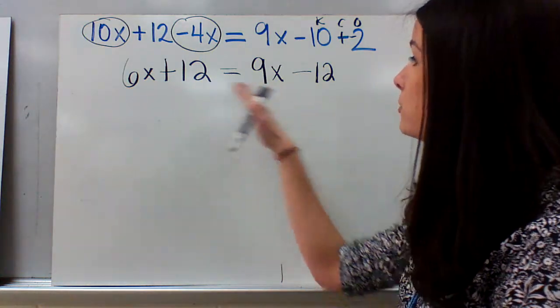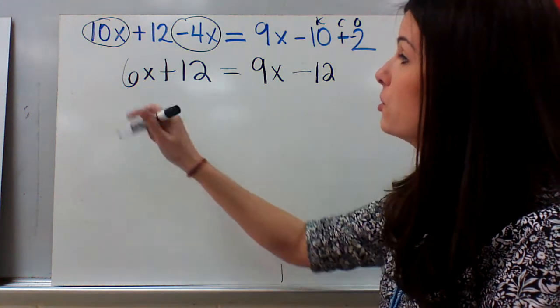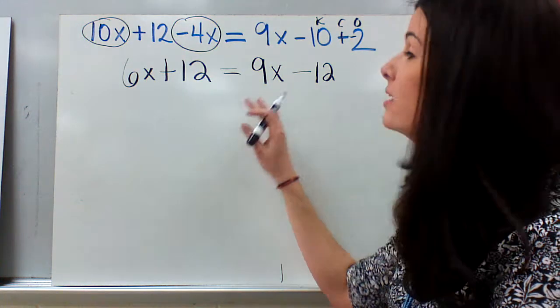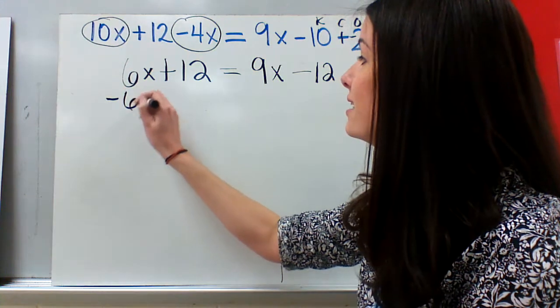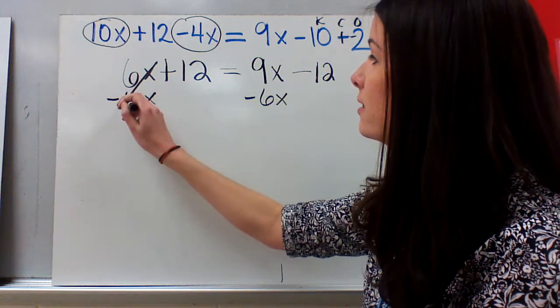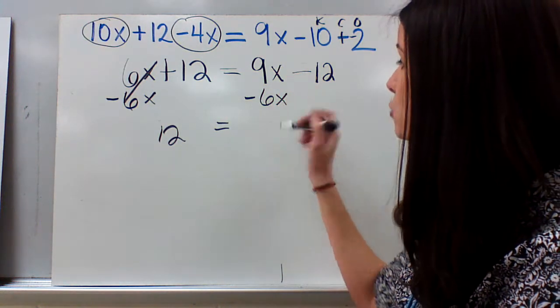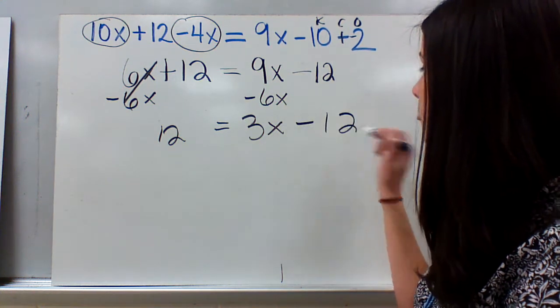We do have variables on both sides, so we want to eliminate it from one side. So we would either subtract 6x from both sides or subtract 9x. And to keep from having a negative term, I'm going to subtract 6x. And I'm left with 12 equals, and then 9x subtract 6x equals 3x minus 12.